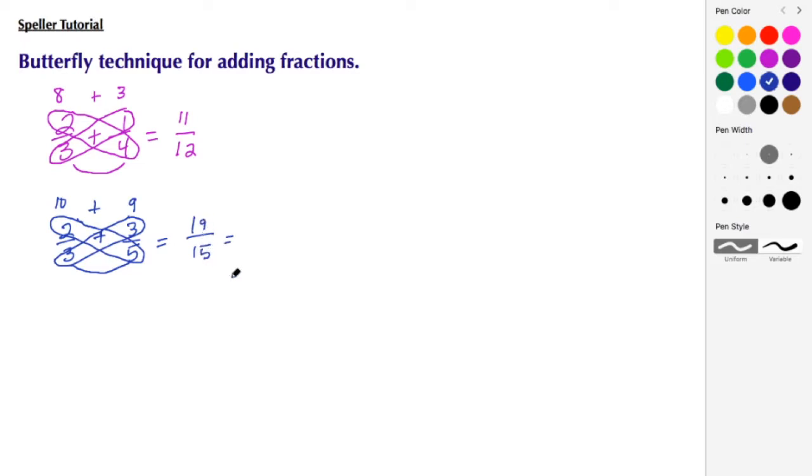Here we have an improper fraction, so let's make it into a mixed number. 15 goes into 19 one whole time with a remainder of 4, and I keep this denominator of 15. So here I see that 2/3 plus 3/5 turns out to be 19/15 or 1 4/15.